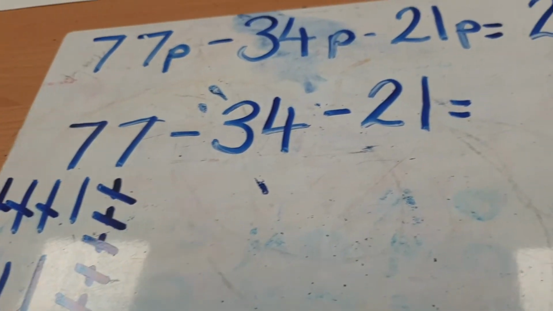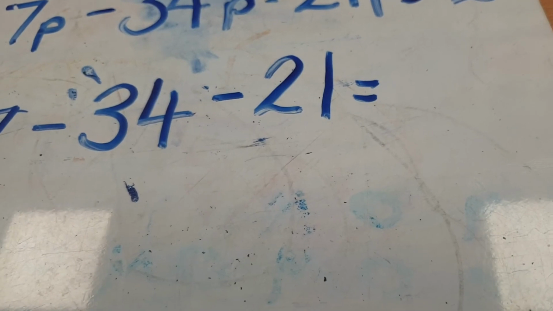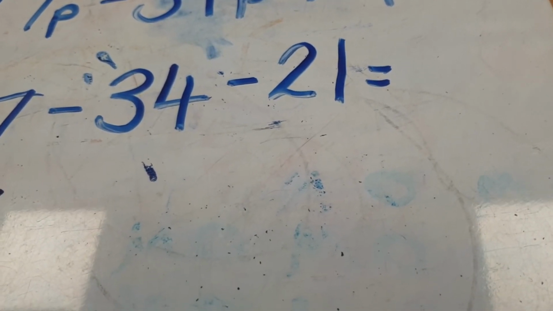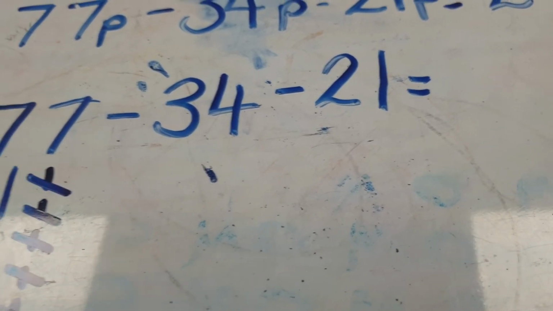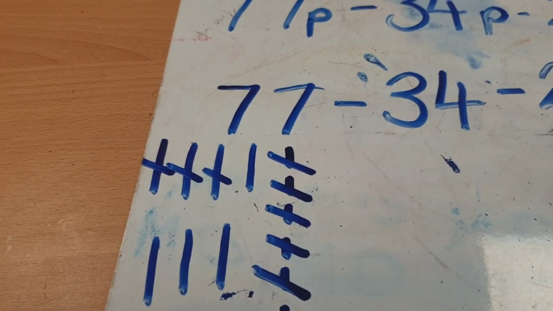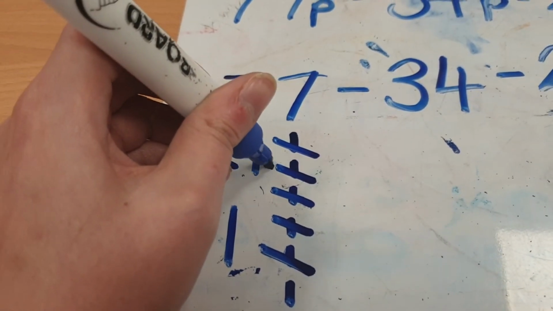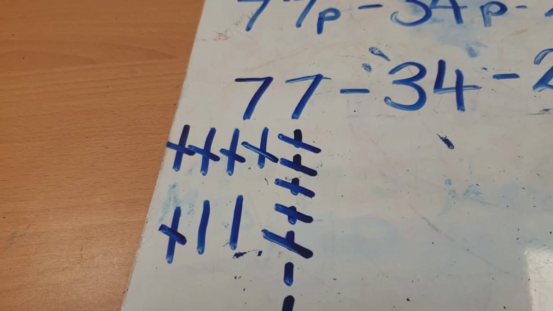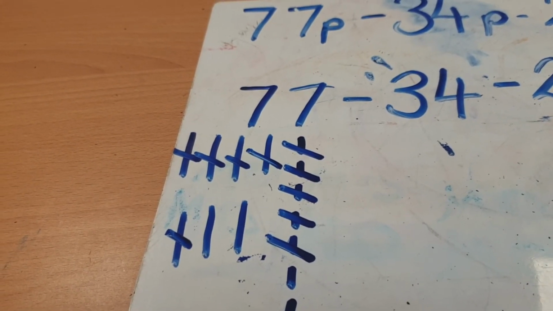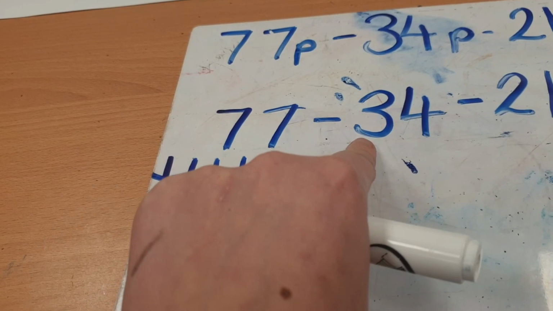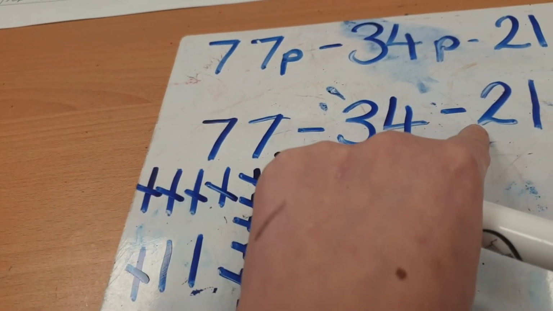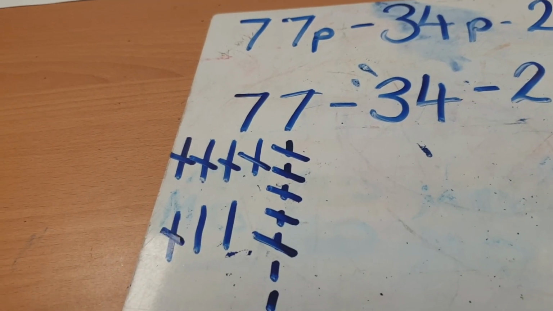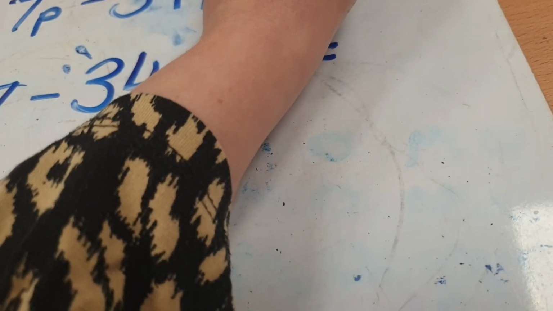I need to have a look at the 21 and let's have a look how many 10s 21's got. Well done, it's got 2 10s. So I need to go back to my 77 and cross another 2 10s off. So how many 10s am I now left with? Well done, I'm left with 2 10s. I've taken away 3 10s, 1, 2, 3, and then I've taken away another 2 10s, 1, 2, and that's left me with 2 10s.